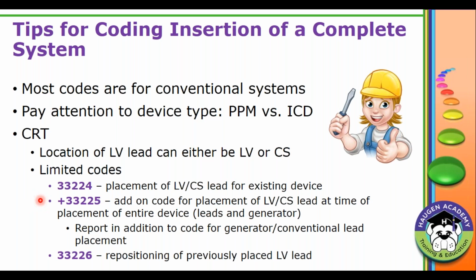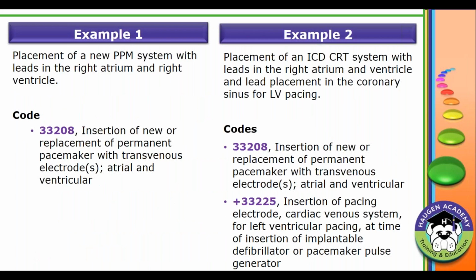If they come back later and add a left ventricular lead to an existing device, then it's code 33224. And it's not an add-on code because there's nothing to add it on to. That's the only procedure performed. The other code that we have for the CRT is 33226 for repositioning of a previously placed left ventricular lead.